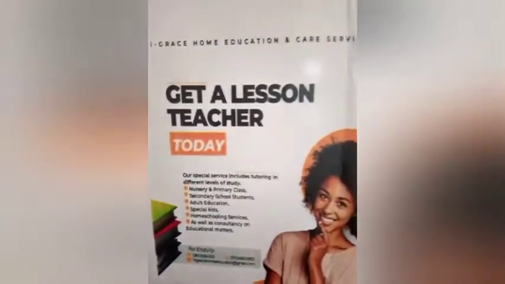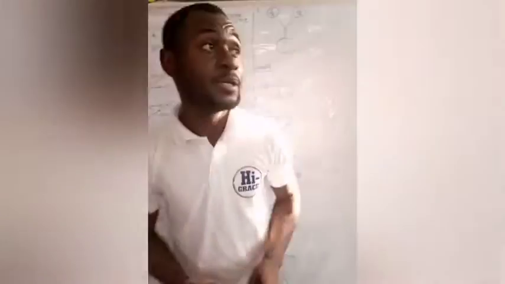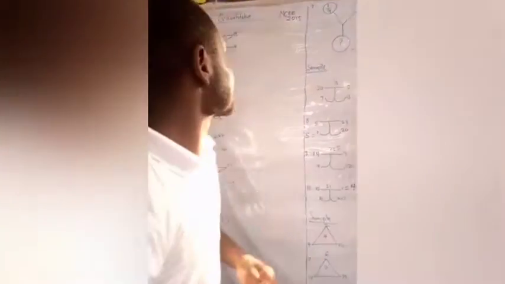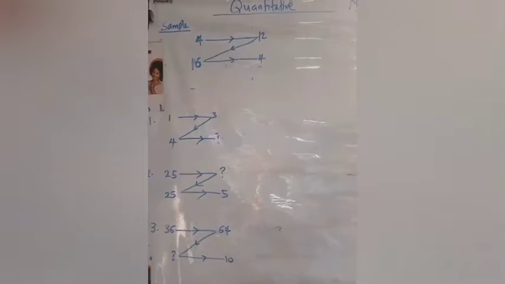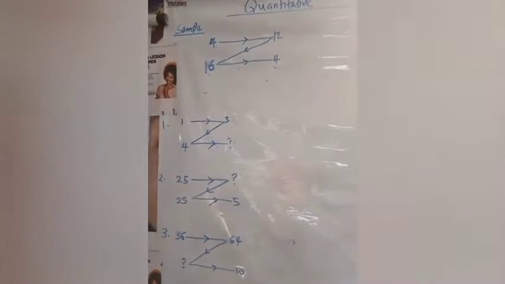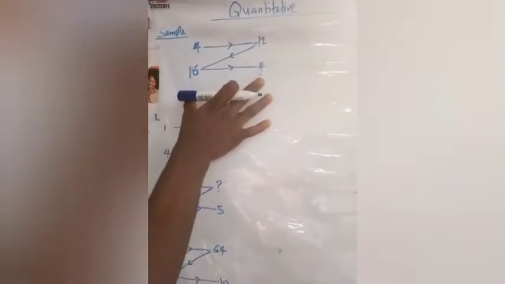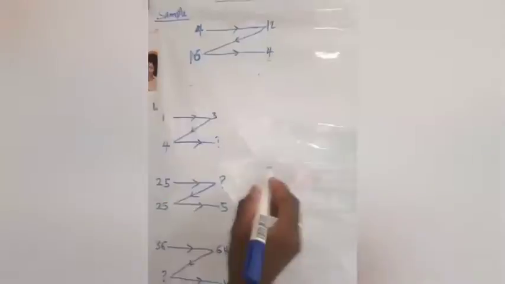Welcome to class once again. Today we'll be treating quantitative questions from past questions NCEE 2015. My name still remains David Abosede. Once again, welcome back to class. Now, before us, we have a set of quantitative questions divided into sections. The first section, section A, going by the example on the board, we have this.